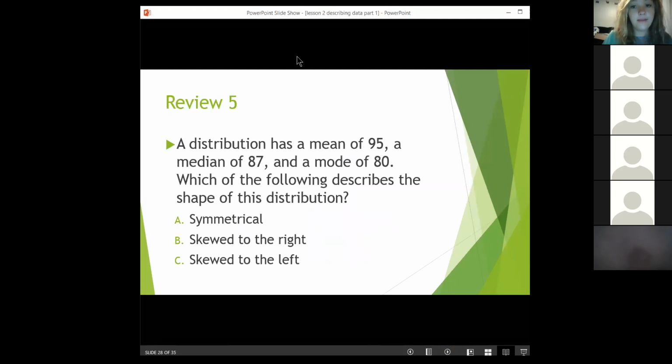Okay, cool. A distribution has a mean of 95, a median of 87, and a mode of 80. Which of the following describes the shape of this distribution?